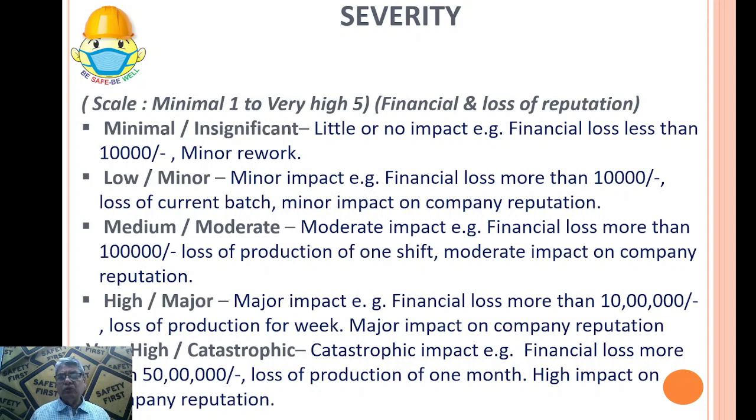Now you can use your own criteria. That means for you the low and minor loss may be up to 1 lakh rupee. Or for the very high and catastrophic, you may consider that if the loss is more than 1 crore, then it can be considered as very high or catastrophic. So this is again a general guideline for how the severity in terms of the financial loss and reputation can be analyzed. So 1 to 5, 1 to 5. So this is the severity part.